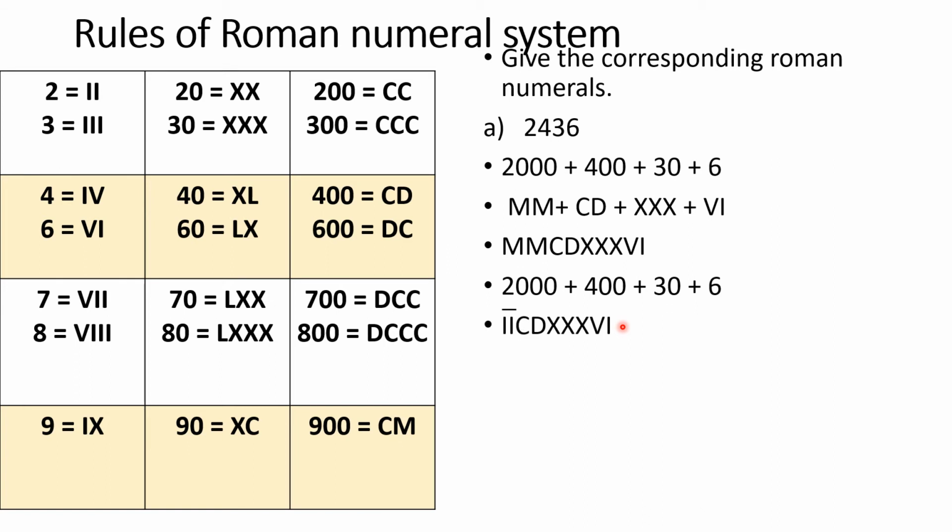Let us write II by using this sign of bar, and it will become 2000. The rest of these just like this: CD, XXX, VI. So it is also an option to write 2436 this way. It is also right and it is also right.